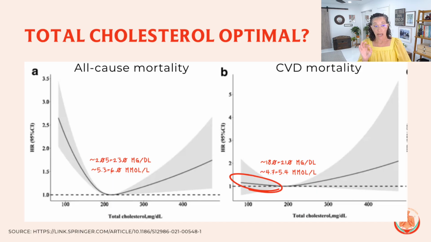I also want to add to this that the risk of dying from any cause increases significantly at lower levels of total cholesterol. So this study shows us that for the majority of people, the total cholesterol number that will reduce their risk of dying from cardiovascular disease, or any other cause for that matter, is just over 200 milligrams per deciliter, which is 5.3 millimoles per liter.